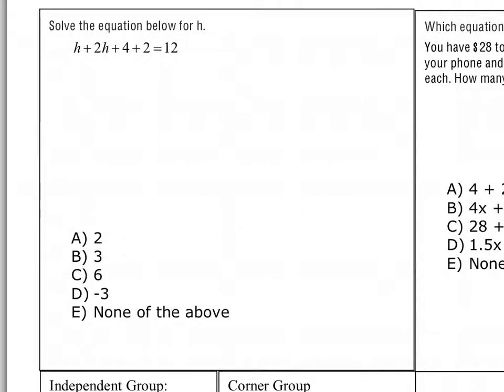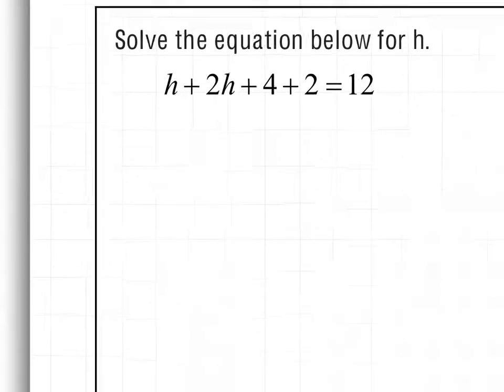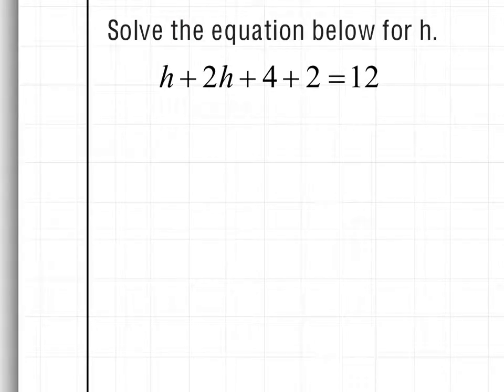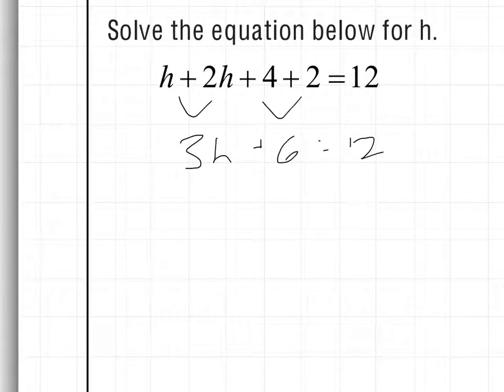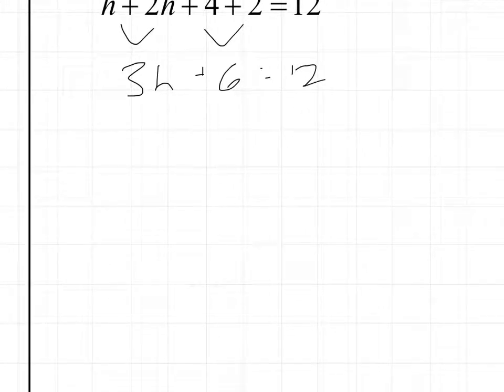Okay, looking at today's do now, we have two problems. The first one asks us to solve an equation for h. When we look at this equation, we clearly see that we're going to have to simplify it first. To simplify this one, it's as simple as combining our like terms. We have 3h plus 6 is equal to 12. And now we've got a two-step equation to solve.